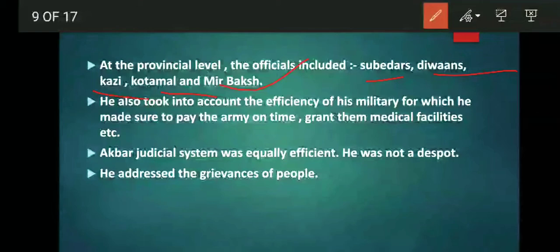Now, he was very determined and very cautious with his military abilities. So, he would pay the army of his empire on time. He would pay them good salaries on time. He would also look after the medical needs of his soldiers.